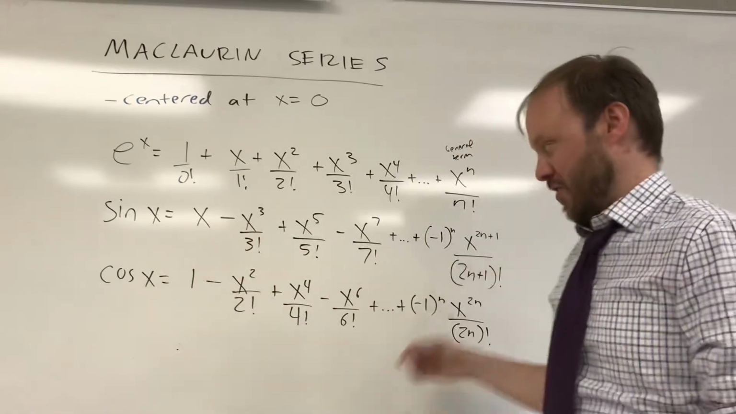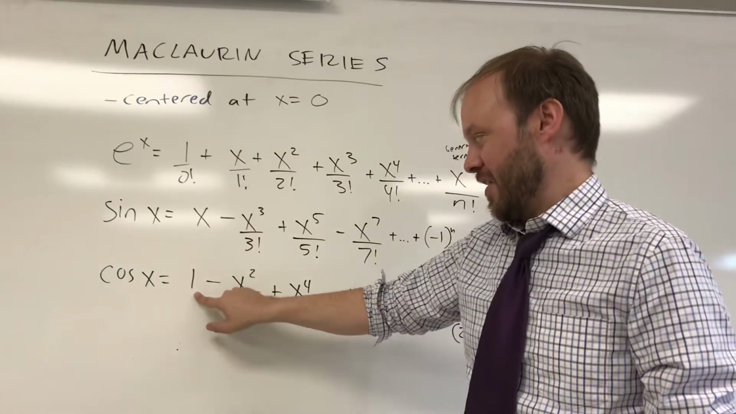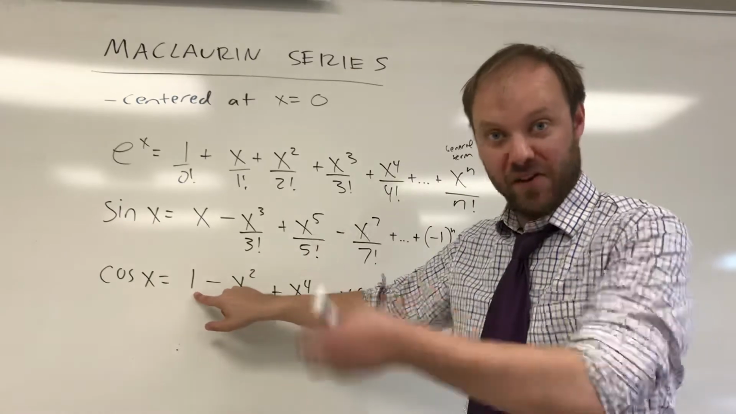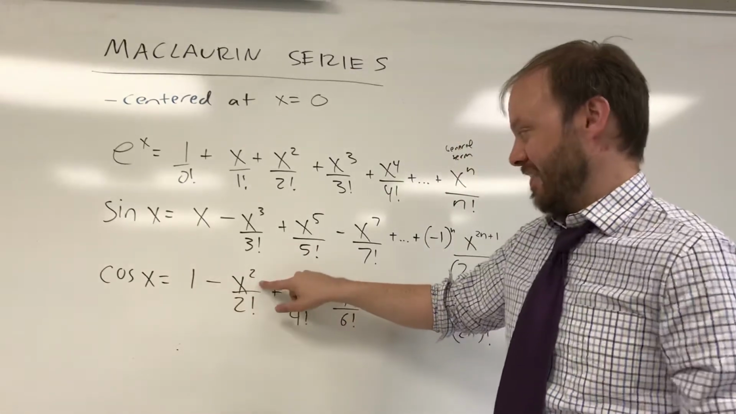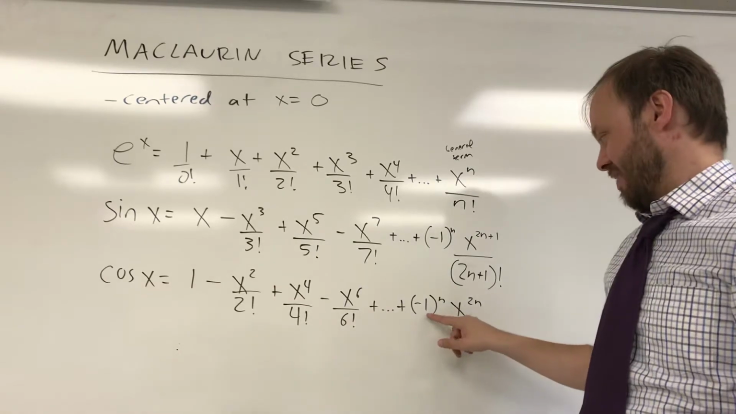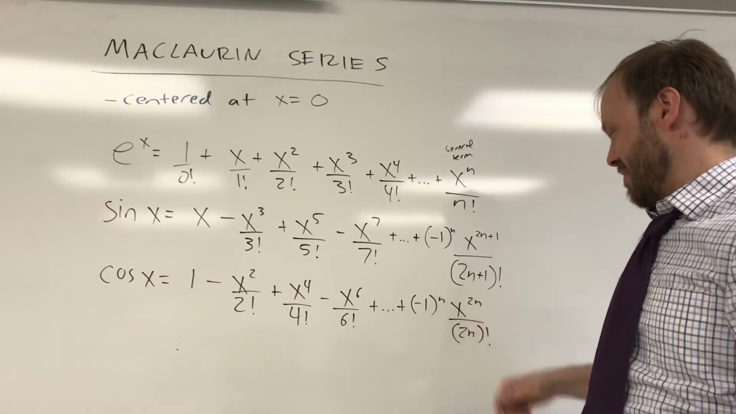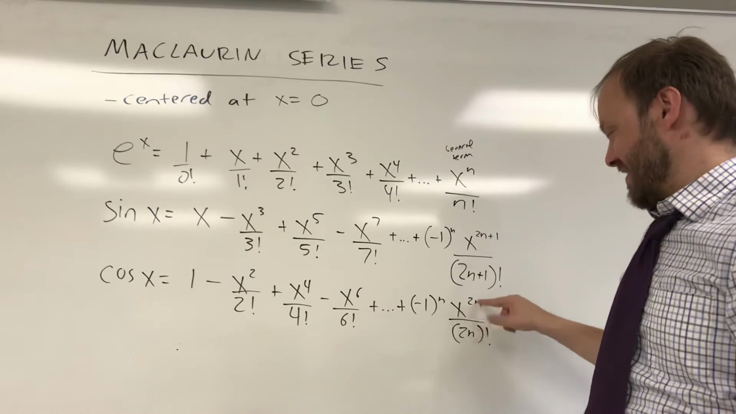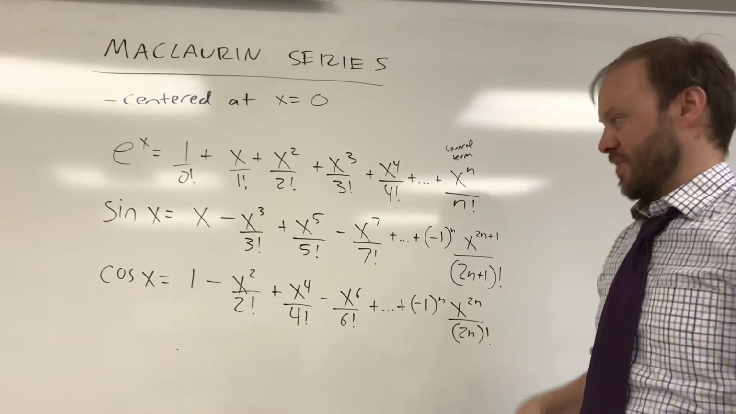Cosine is the even terms, that includes the 0 term, okay? x to the 0 is 1 over 0 factorial is 1. x to the second over 2 factorial, and so on. So it's negative 1 to the n, x to the 2n power, or you could say x squared to the n power, over 2n factorial, okay?